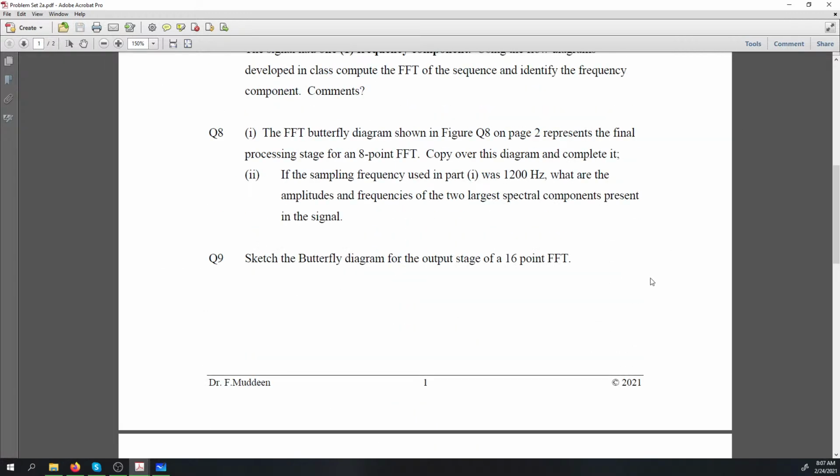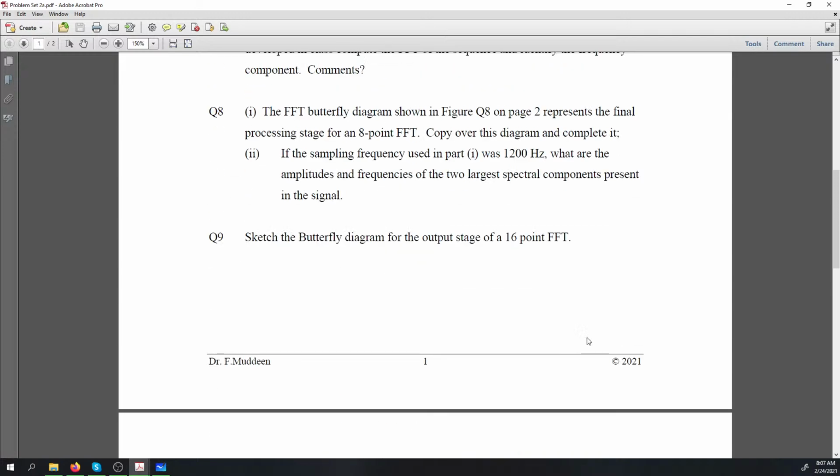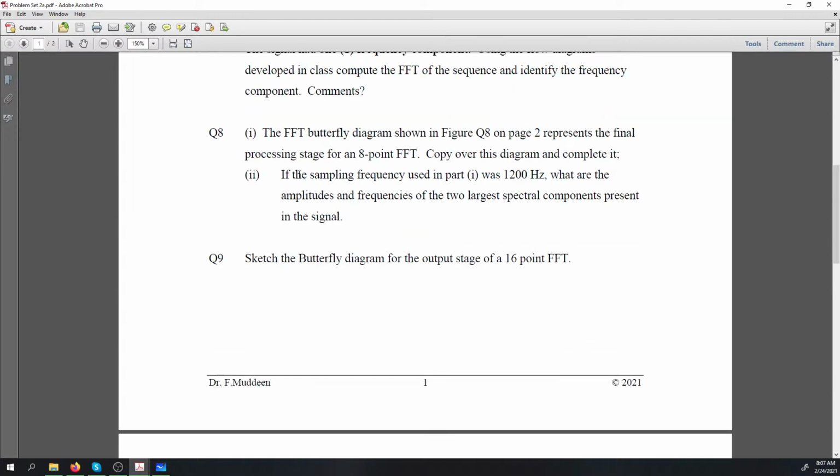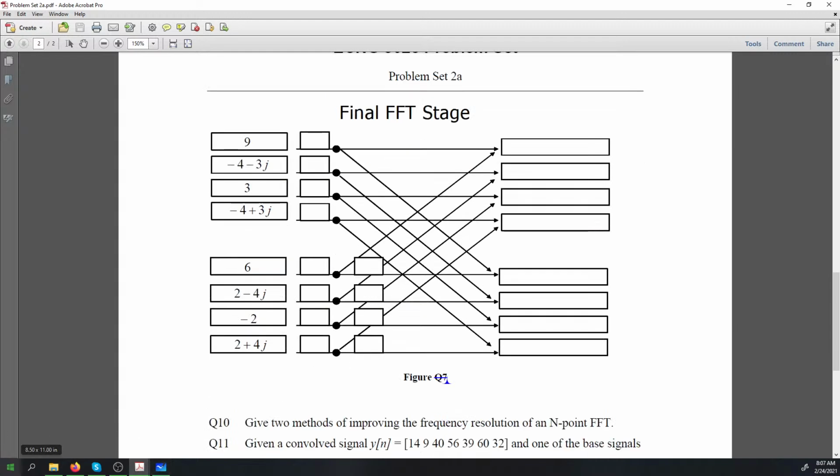All we need to do here is complete this butterfly diagram, and then the next part of the question asks, knowing the sampling frequency is 1200 Hz, what are the amplitude and frequencies of the two largest spectral components present in the signal. We'll tackle that right after we complete this butterfly diagram. So let me bring up my whiteboard here and let's start doing this butterfly diagram.